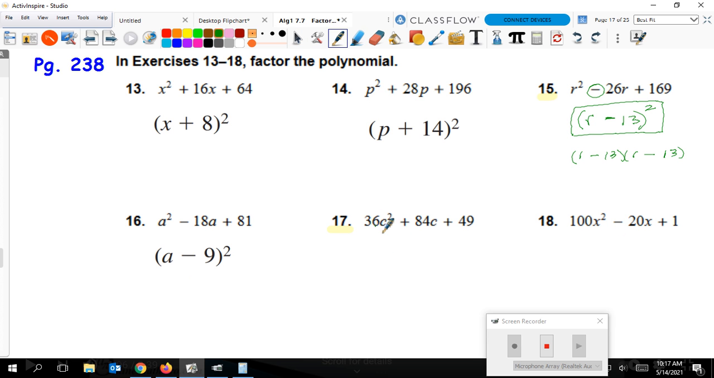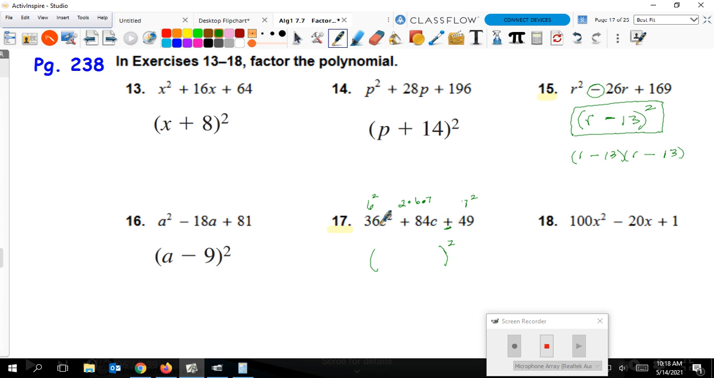So for 17, if we multiplied these two numbers, that's kind of big, but what we can recognize is this is 6 squared. Well, we already see the c squared, but 6 squared, this is 7 squared. This is a plus right there. And then if I multiply 6 times 7, that's 42, and then also times it by 2, I get 84. 42 times 2 is 84. So that definitely means this is a perfect square trinomial square pattern.